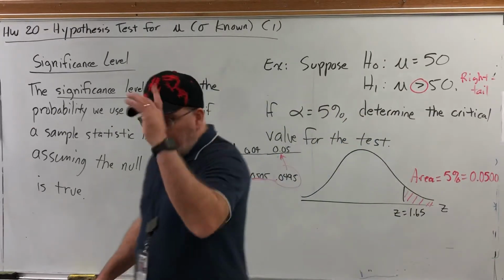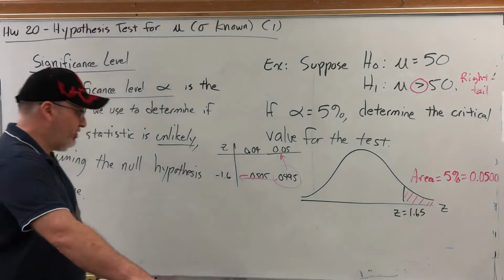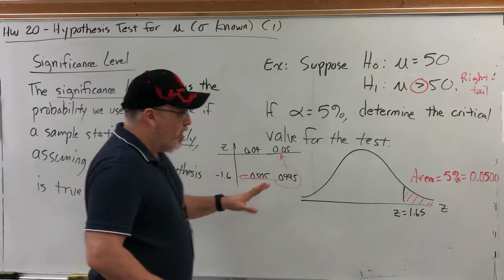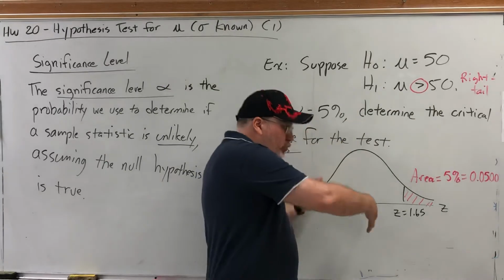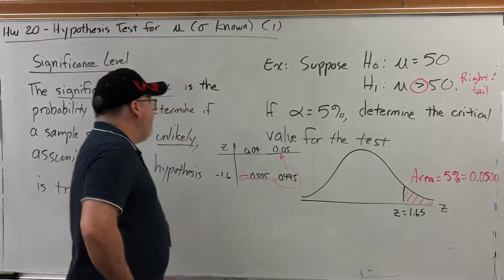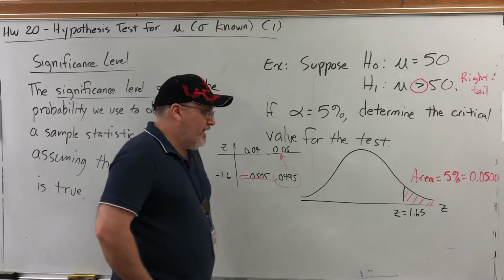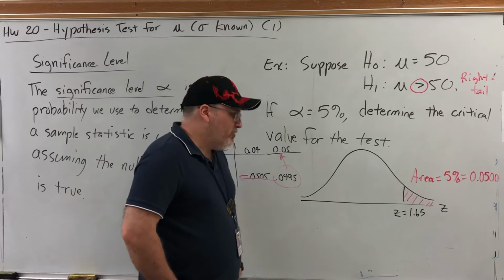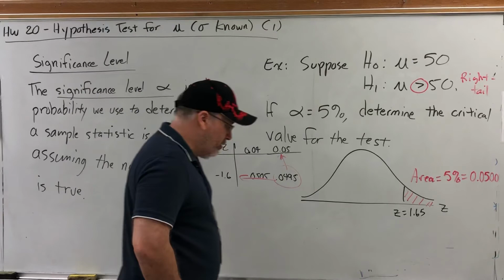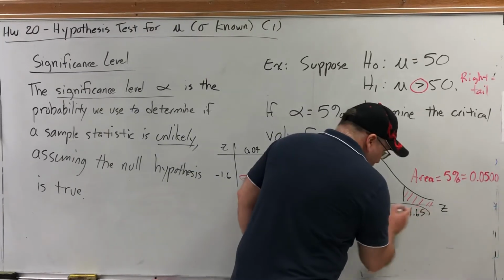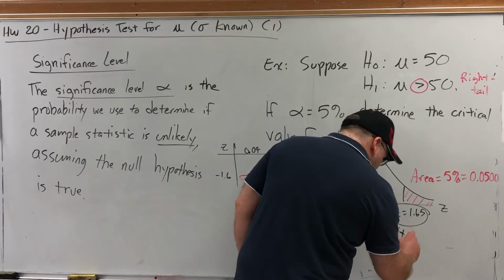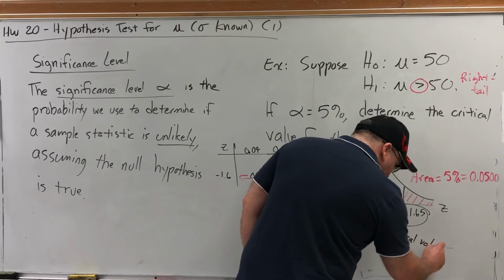So what we're going to be doing with the significance level in every hypothesis test is setting up a bell curve, cutting off a right tail, left tail, or two tails, depending upon the sign in the alternative hypothesis. And then the significance level will represent the area of those tails. Then we use the z-chart to figure out what z separates the tail from the rest of the curve. The value that separates the tail from the rest of the curve is called the critical value. It was called that in confidence intervals as well.